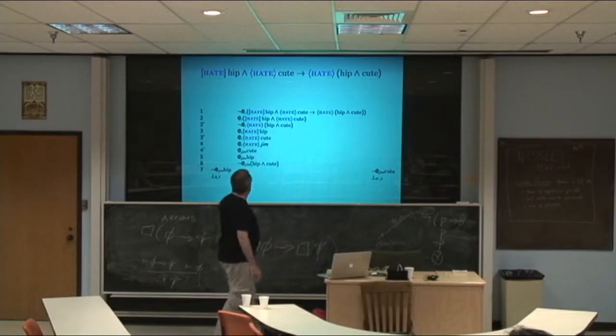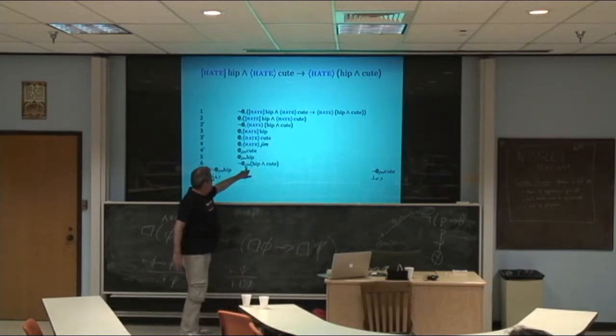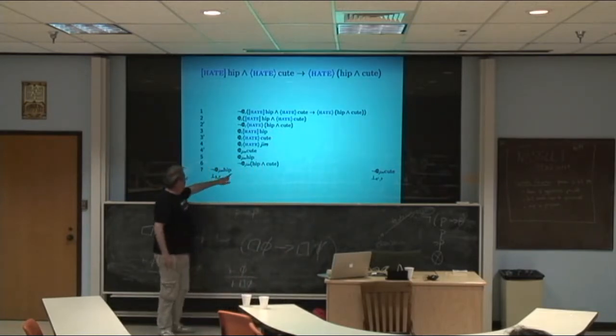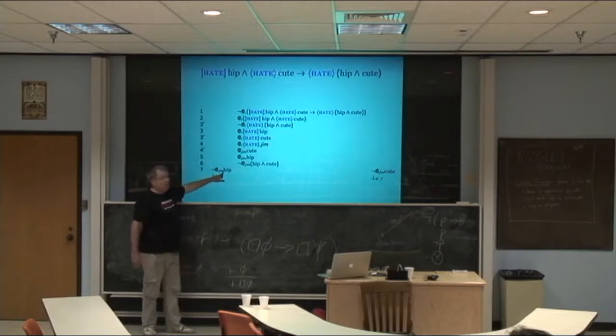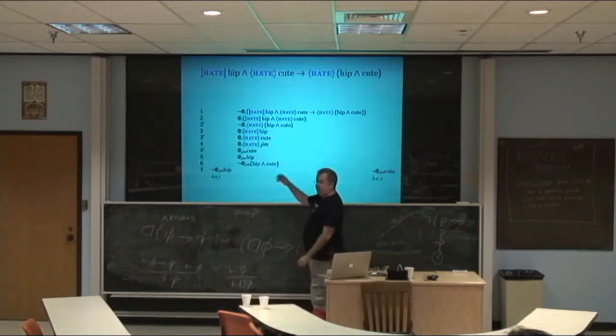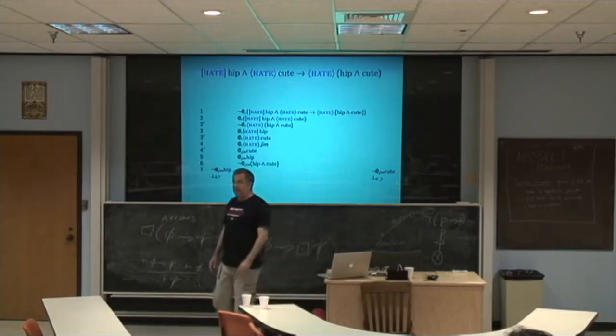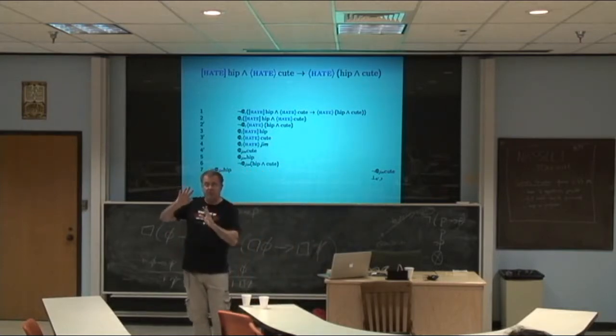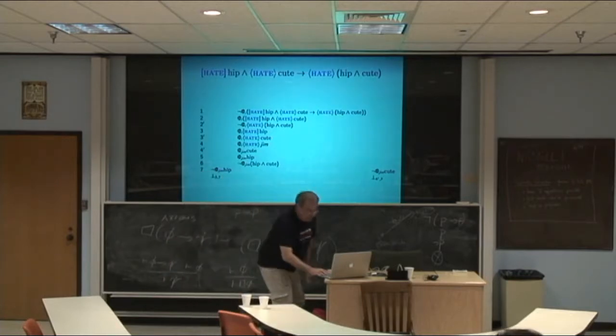Okay. This is a not and, so we branch. If we branch one way, it's either Jim's not hip or Jim's not cute, but either way we get the contradiction. Now, is that pretty clear? Okay. Now, yes. Oh, sorry. Don't worry, we're coming back to this.